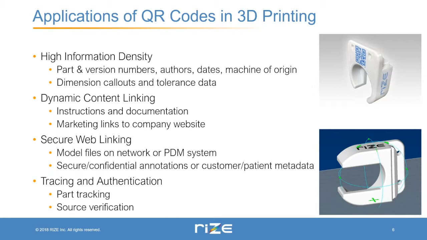A final thing I have listed here is tracing and authentication, which is useful for ensuring that a part that you produce cannot be produced by anyone else without the sort of authority to prove that it's theirs, in a sense. So this allows you to track parts and also verify the source of a part and make sure that all of the parts that you're producing are controlled in this way.